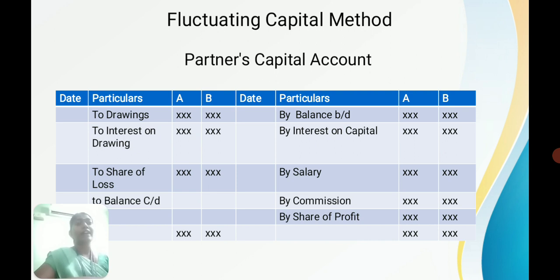This account is started with the opening balance on the credit side by balance brought down. Then interest on capital, salary, commission and share of profits are entered on the credit side. Drawings, interest on drawings and share of loss are entered on the debit side. The balancing amount is carried forward to the next year. The share of loss and share of profit have already been calculated in the profit and loss appropriation account. That amount is transferred to the partners capital account.